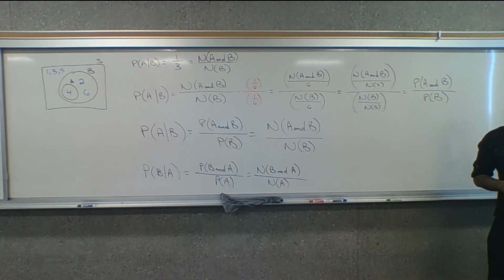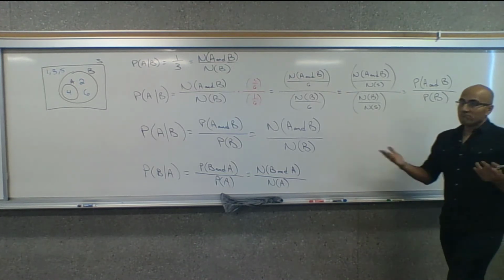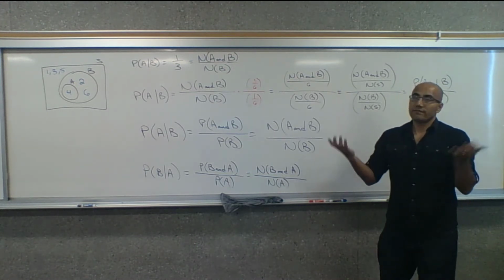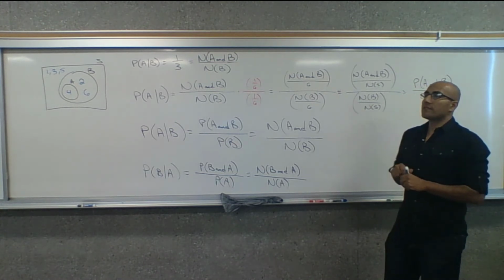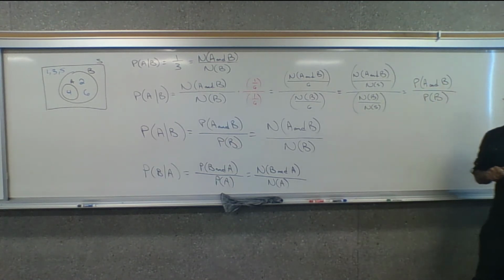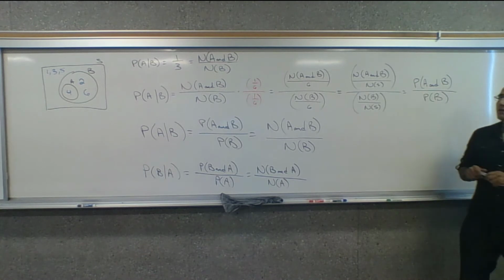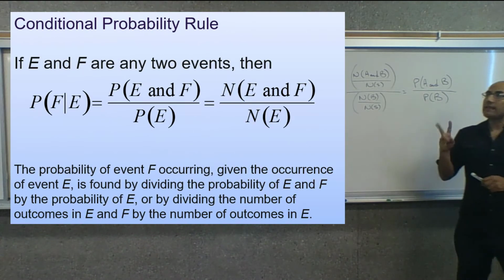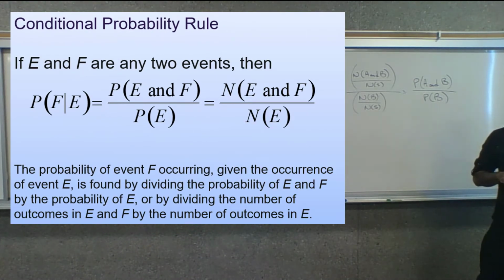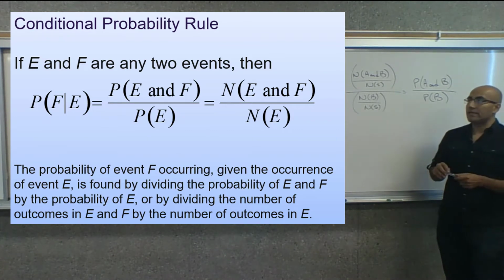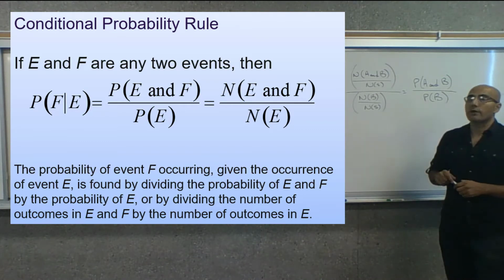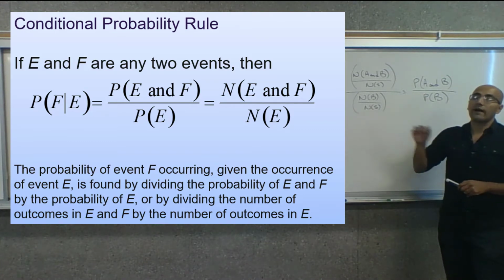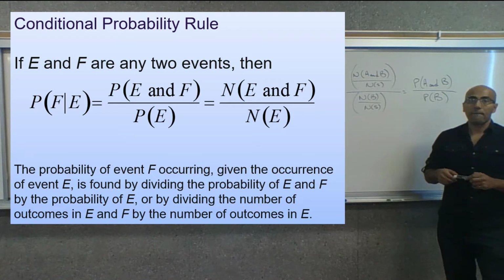Now the book likes to use the letters E and F. A and B, E and F, same thing, right? So this is the official formula that they give you for conditional probability. If E and F are any two events, then the probability of F given E is equal to the probability of E and F divided by the probability of E, which is equal to the number of elements in E and F divided by the number of elements in E.